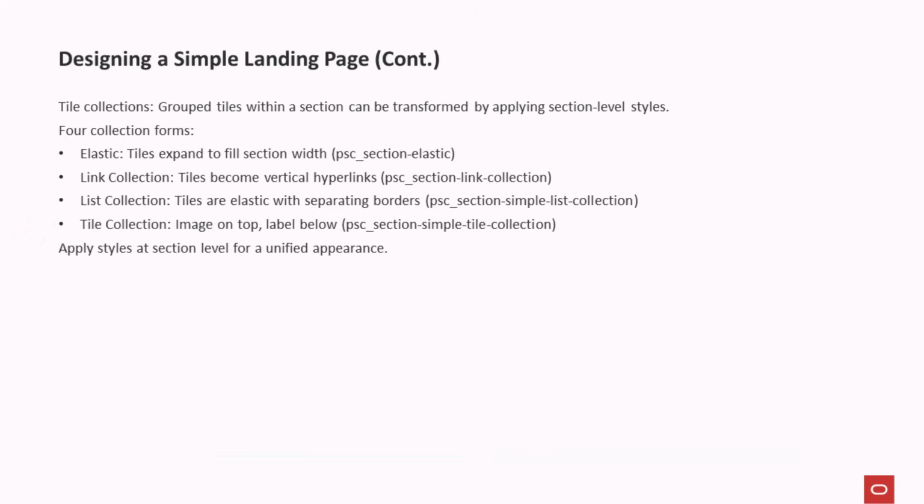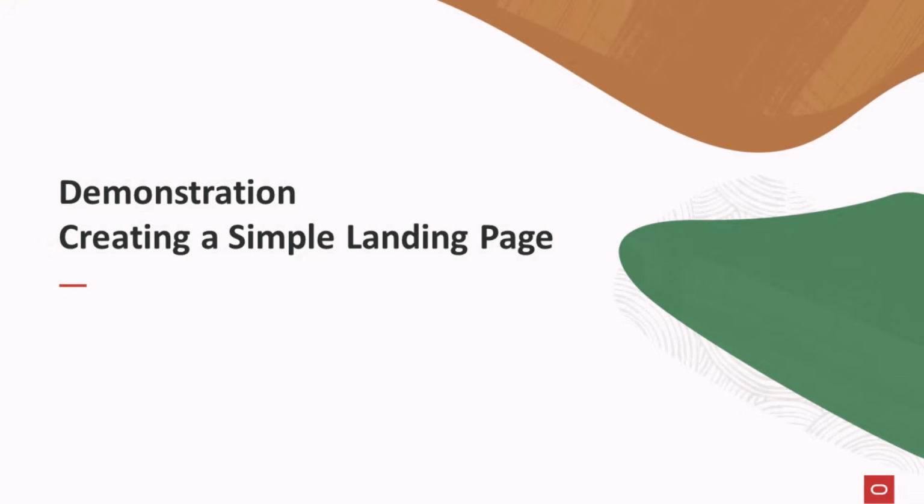More detailed information about these style options and their implementation can be found in the online help, Portal Technology. In this demonstration, we'll create a simple landing page containing a few sections and static tiles. We'll apply a few styles to the tiles and sections to convert tiles to links and change the appearance of a section.